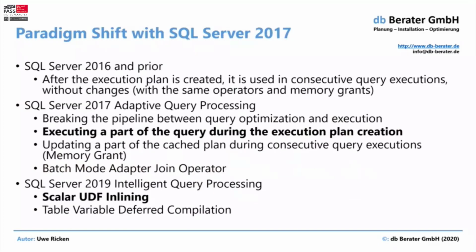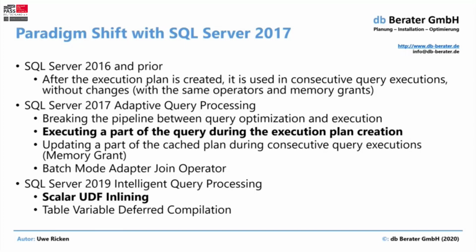Then we had a paradigm shift with SQL Server 2017. That means in SQL Server 2016 and prior, after the execution plan is created, it is used in consecutive query executions without changes. And that is one of the biggest problems. With 2017, with adaptive query processing, that was definitely a new area of query execution. That means SQL Server was splitting the query into two different parts. The one part was the table-valued function or the function itself. And on the other hand, we had the basic SQL statement, which was then put together with the result of the function.